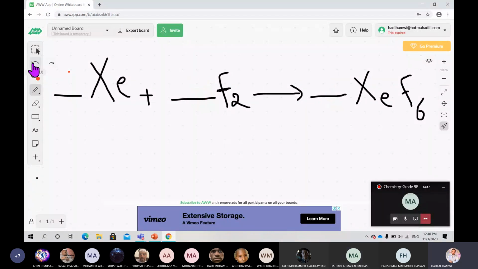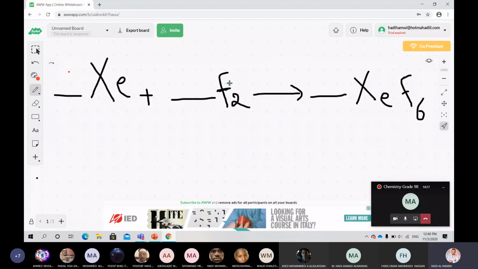Look here. Thank you, Muhammad. Your answer is correct now. Xenon is 1, and here xenon is 1, so it's balanced. Okay, F here is 2, and F here is 6. How can I make the 2 into 6? I will just put 3. So 3 times 2 is 6, and here we have 6. So now it's balanced. Here it's empty, it doesn't mean that it's 0. It's 1, but we don't usually put the 1. So the answer will be 1, 3, and 1.